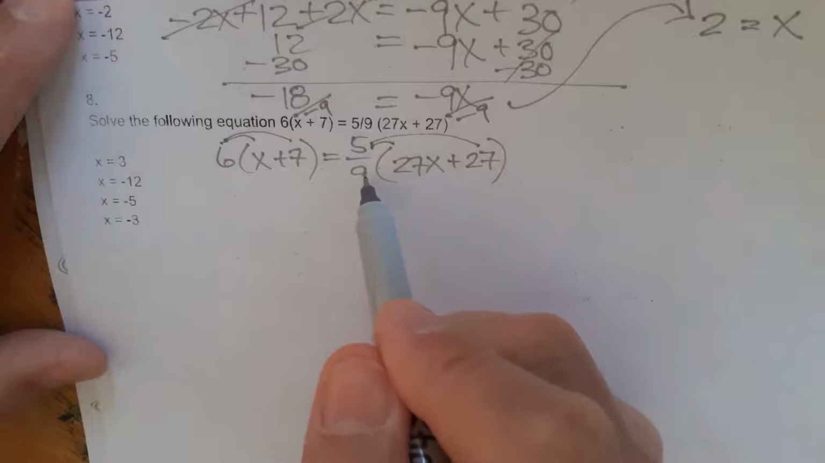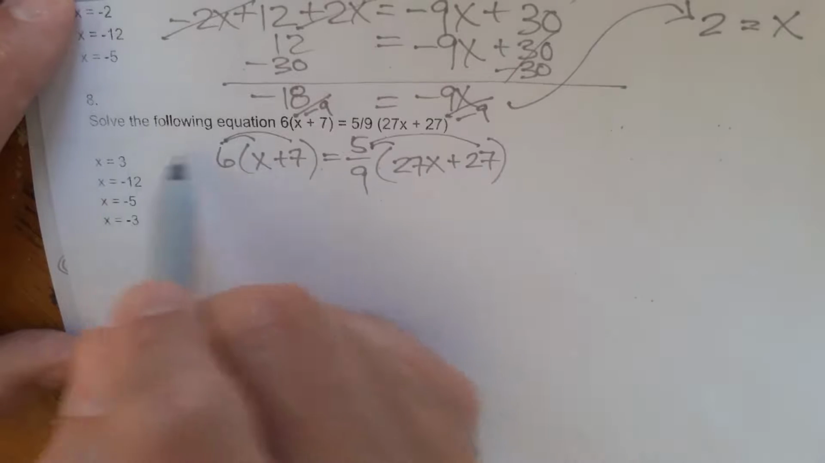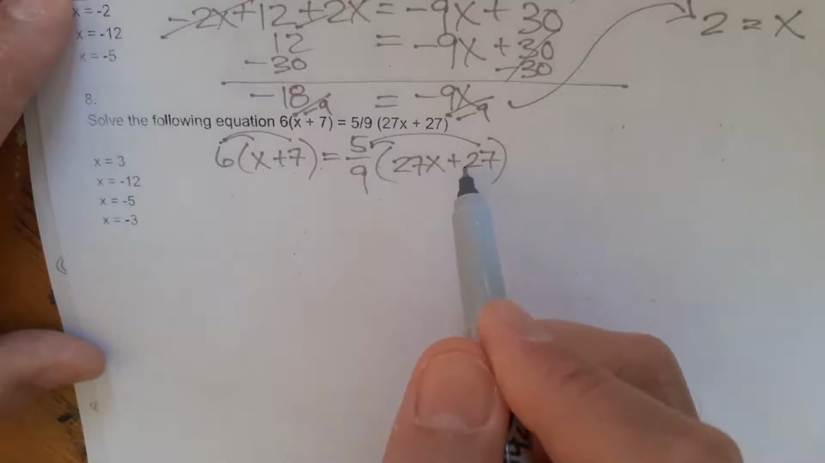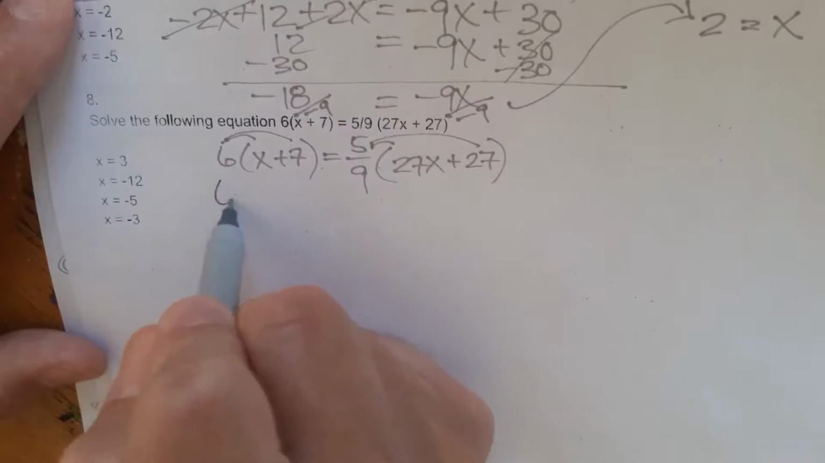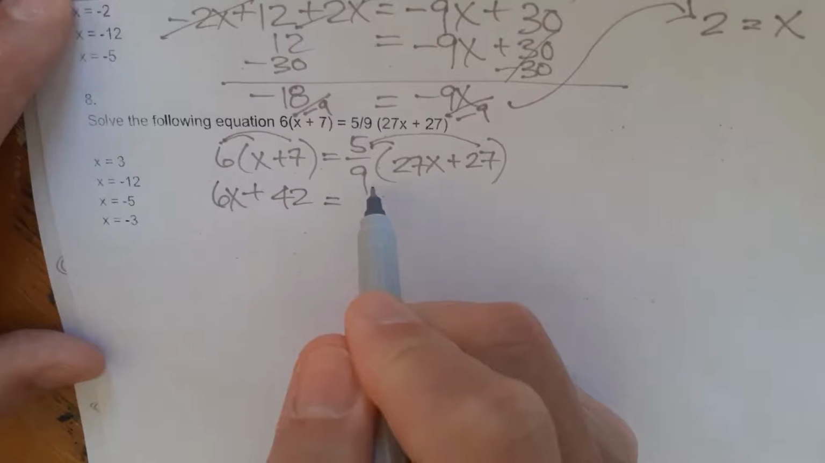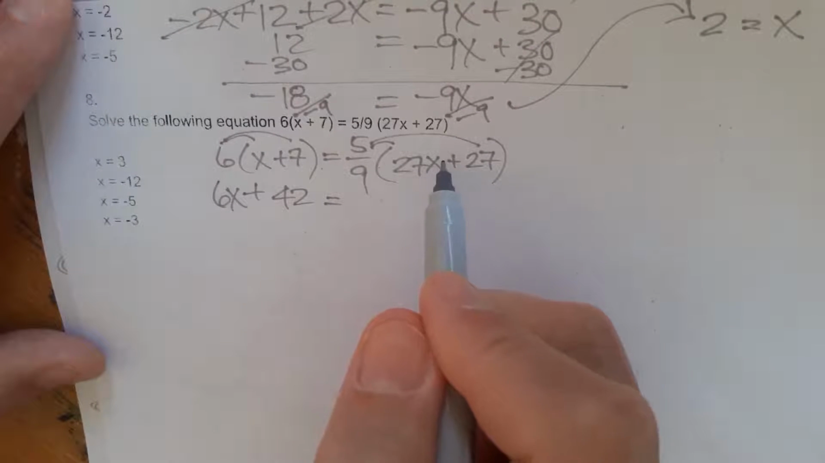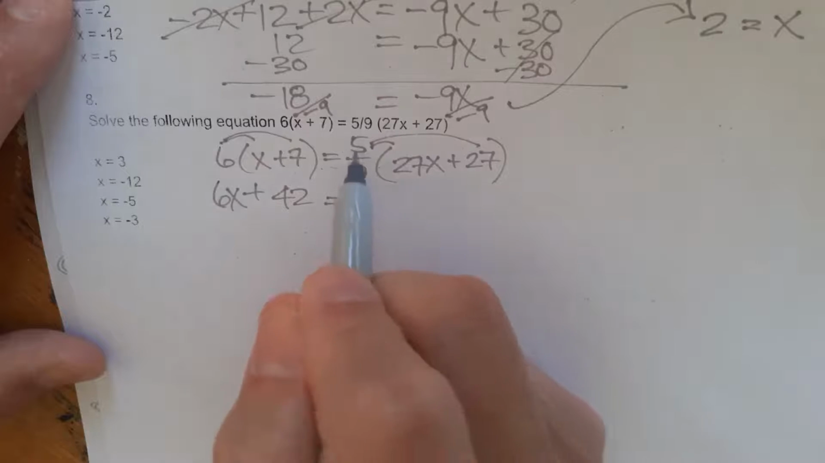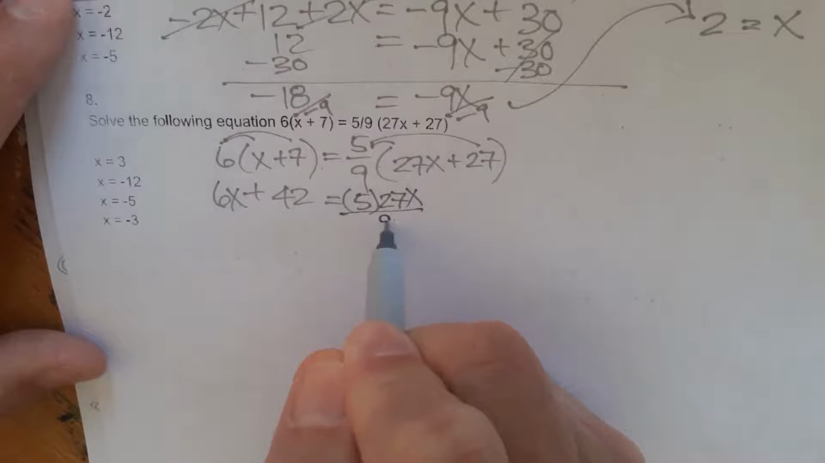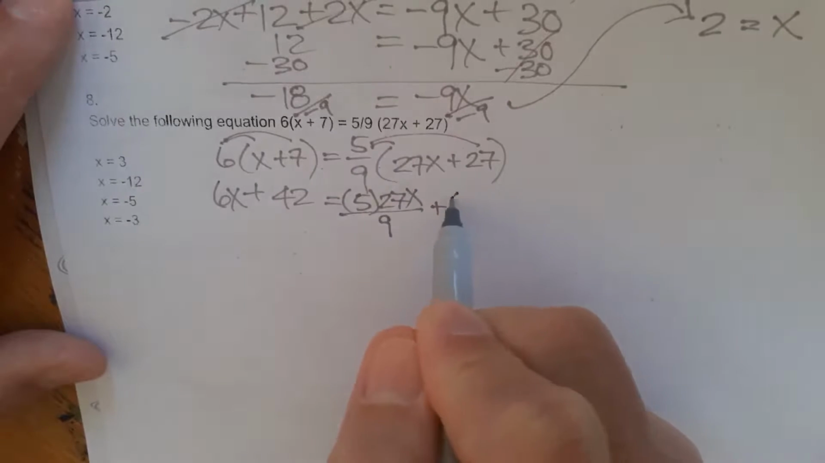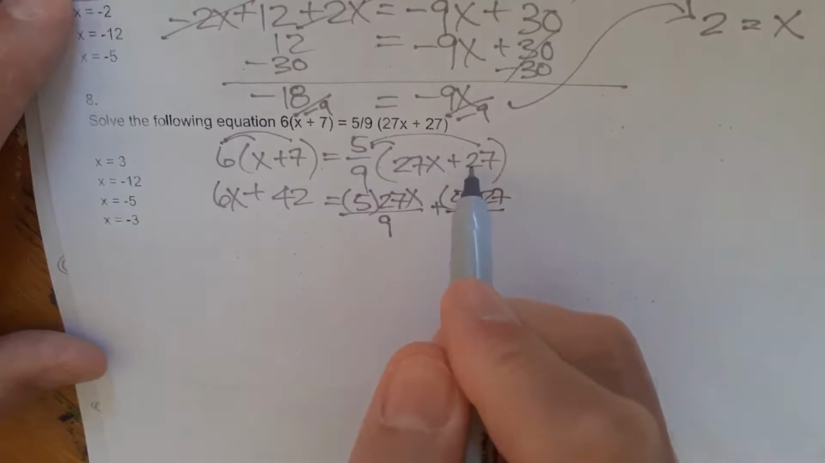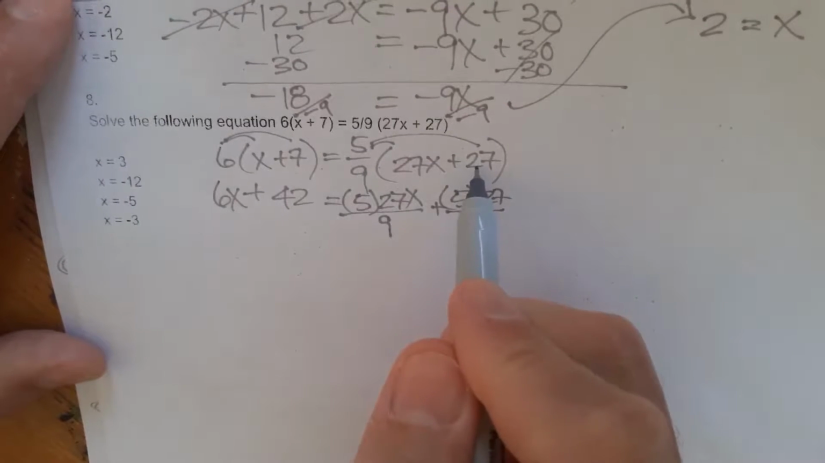Once I have a 27 here and a 9 and a 27 here, I'm not going to multiply through by 9 like I did on the prior example, because this 9 divides evenly into these 27s. 6 times x is 6x. 6 times 7 is 42. And 27, so what we literally have, maybe if I can write this out, this is 5 times 27x over the 9, plus 5 times 27 over the 9. The 5/9 gets multiplied by each of these terms, right?